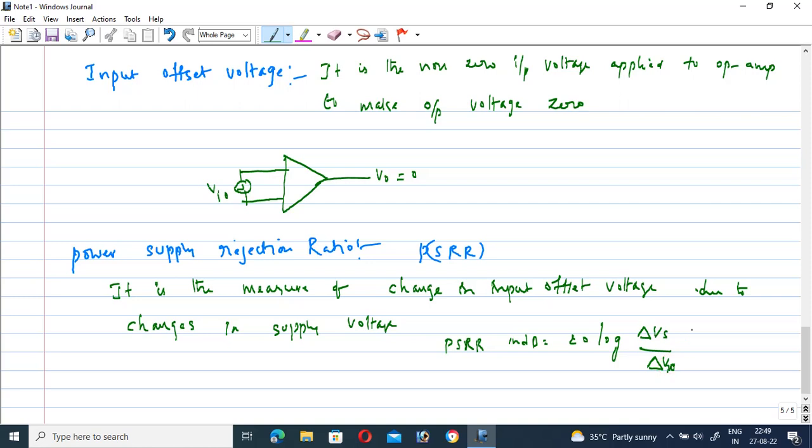Okay, so these are the transfer characteristics of the operational amplifier. Let us see in a very few description.